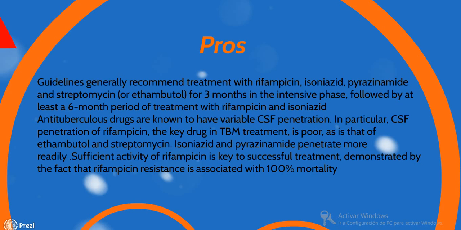Antituberculous drugs are known to have variable CSF penetration. In particular, the CSF penetration of rifampicin, the key drug in the TBM treatment, is poor, as is that of ethambutol and streptomycin. Isoniazid and pyrazinamide penetrate more readily. Sufficient activity of rifampicin is key to successful treatment, demonstrated by the fact that rifampicin resistance is associated with 100% mortality.